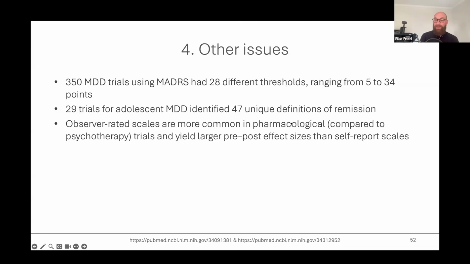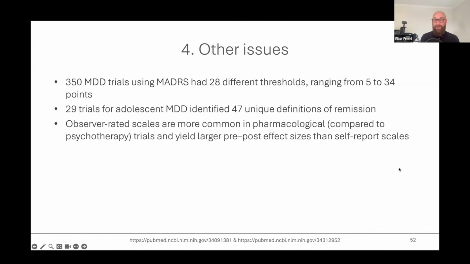And then this is something I wanted to mention before, and I foreshadowed already. Observer-rated scales such as the Hamilton Inventory are much more common in pharmacological trials than in psychotherapy trials, which more rely on the Beck Depression Inventory, for example. And interestingly, those observer-rated scales that are more common in antidepressant studies are more likely to yield larger pre-post effect sizes than self-report scales. But that's a really big problem.